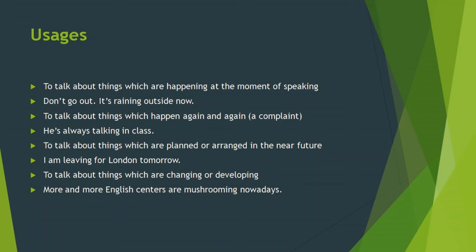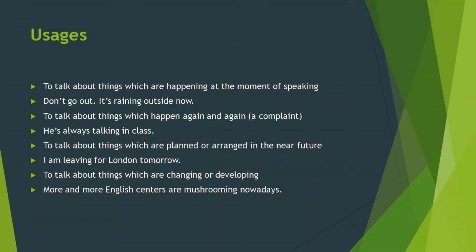Again, when we talk about things which are planned or arranged in the near future, in case of near future, you can use present continuous tense instead of future tense. Like, I am leaving for London tomorrow. We can use we will leave for London tomorrow. At the same time, we can use I am leaving for London tomorrow. So both are correct. You can use it in future or in present continuous tense.